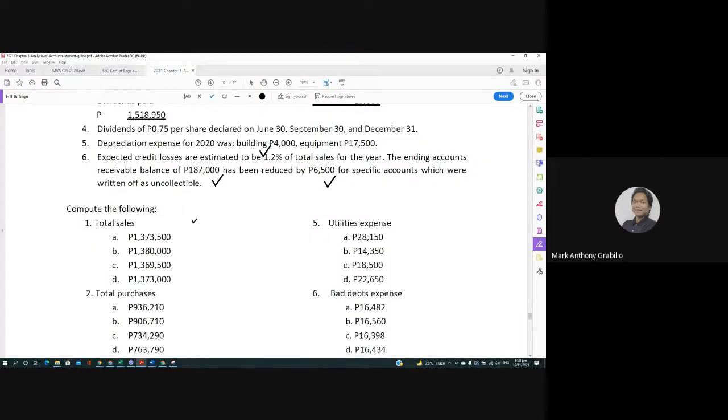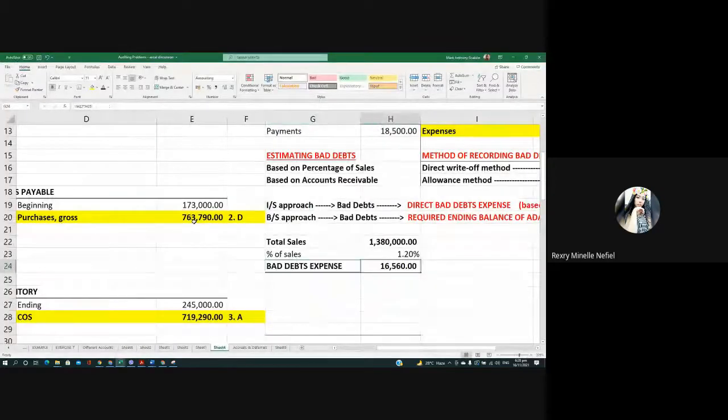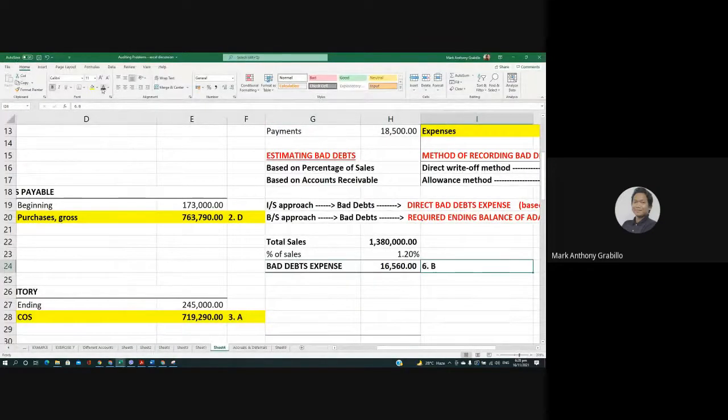16,560. So looking at our item number 6, is there 16,560 here? Letter B. Yes, there is. Letter B. So the answer for number 6 is letter B. Bad debts expense is 16,560.